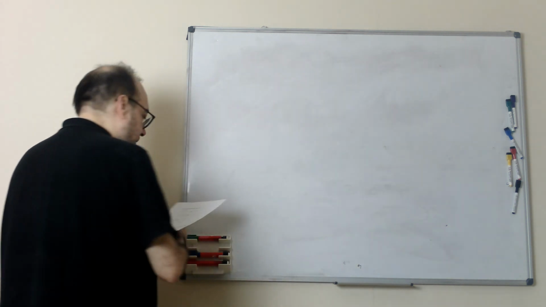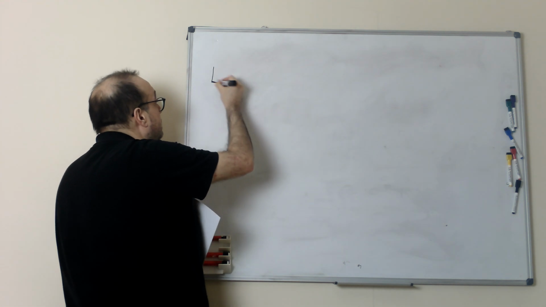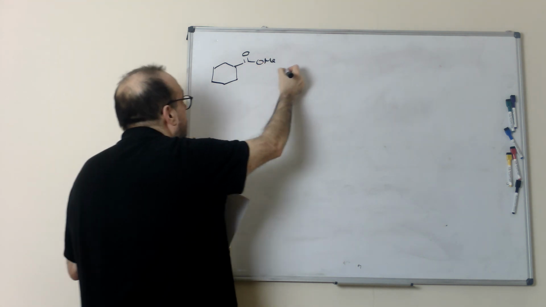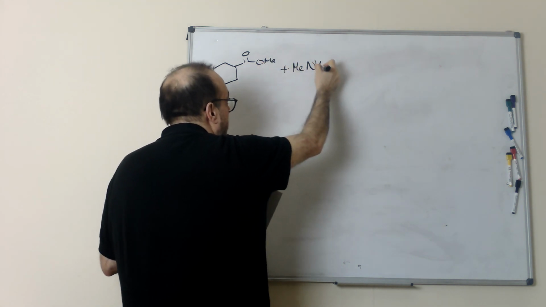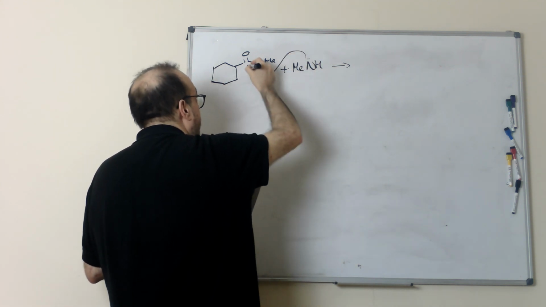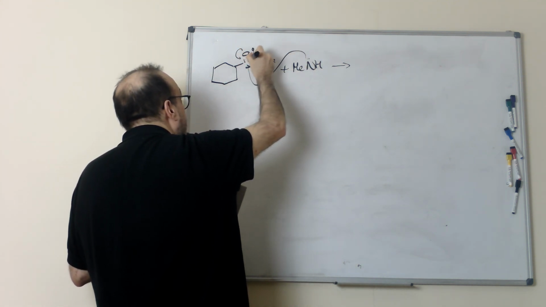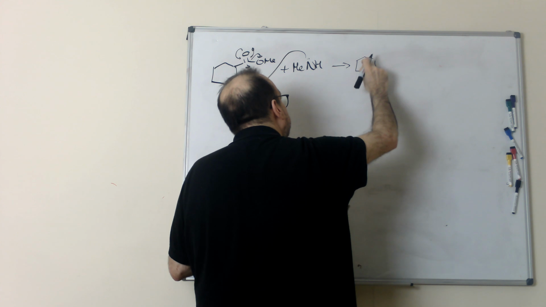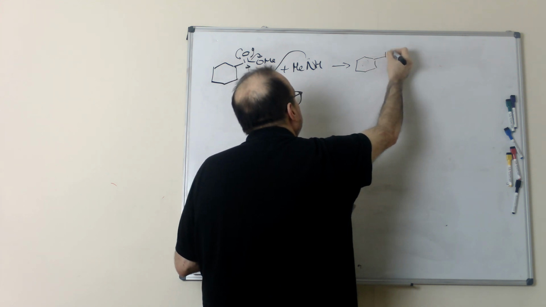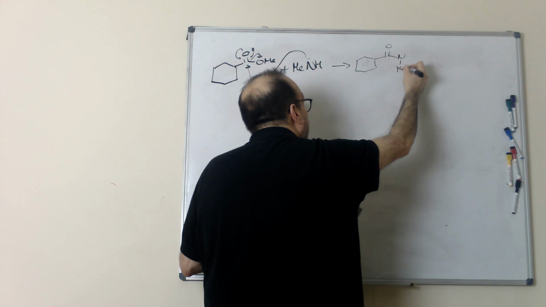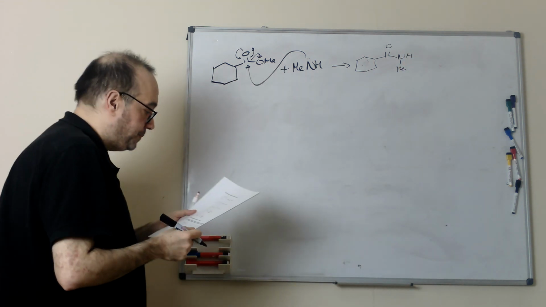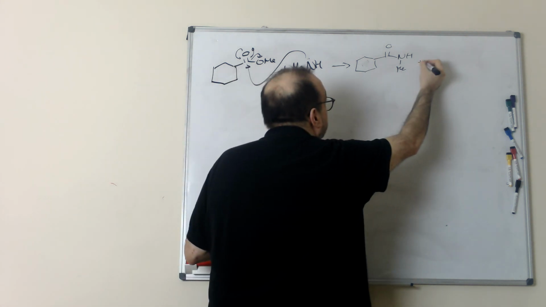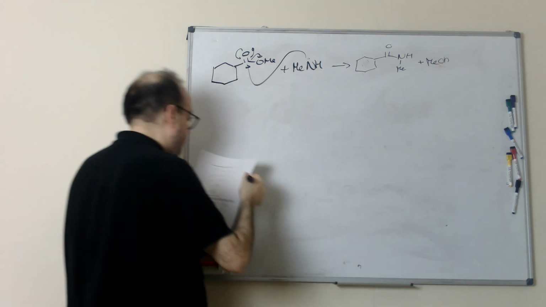The next exercise is give the reaction products of the following reactions. Okay, we have here an ester, and we add a primary amine. Basically what we will get, again we are in basic media, addition, elimination, and what we get is the formation of the amide, plus methanol, that will be the other byproduct.